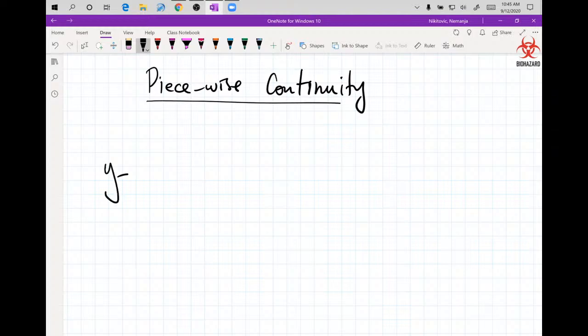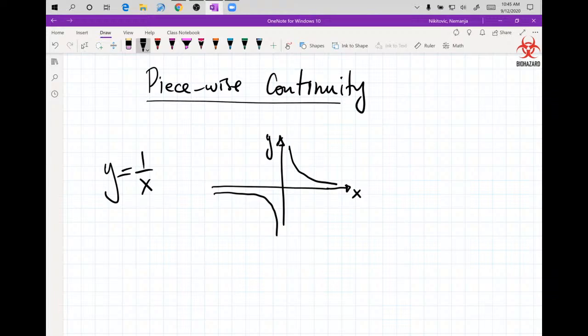Let's all immediately agree y equals 1 over x is discontinuous at 0. I don't think I need to talk about that, right? We all see that the function is broken at 0. So it is discontinuous at x equals 0. Therefore, the function is discontinuous globally. It's a discontinuous function.